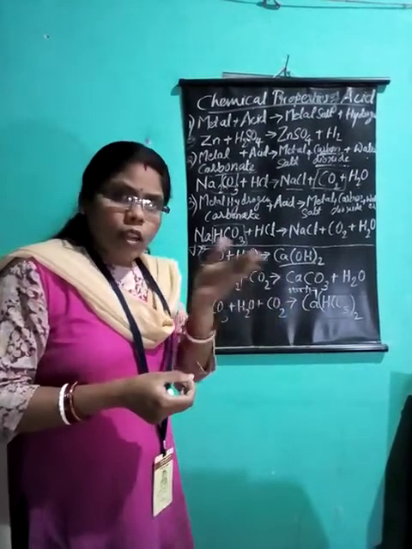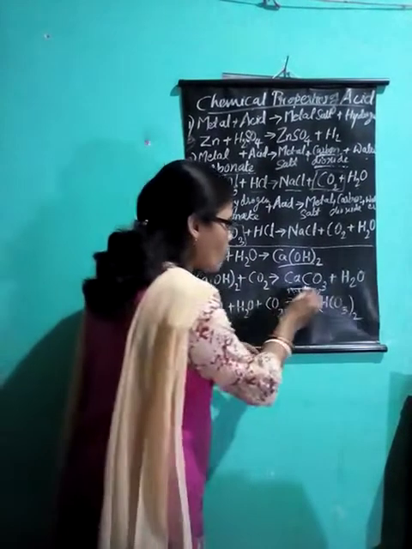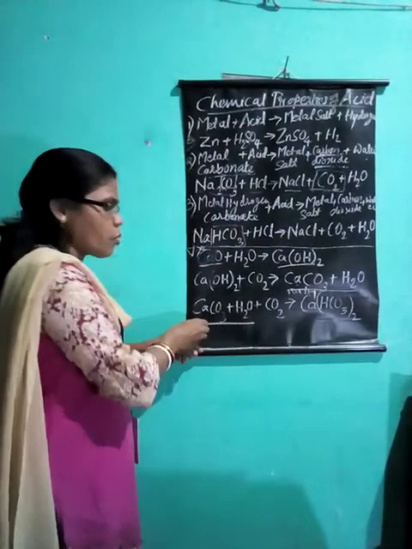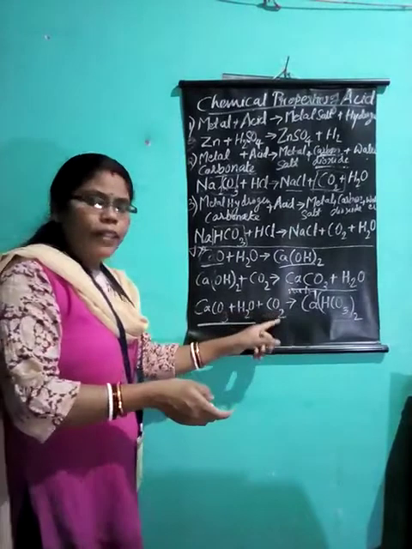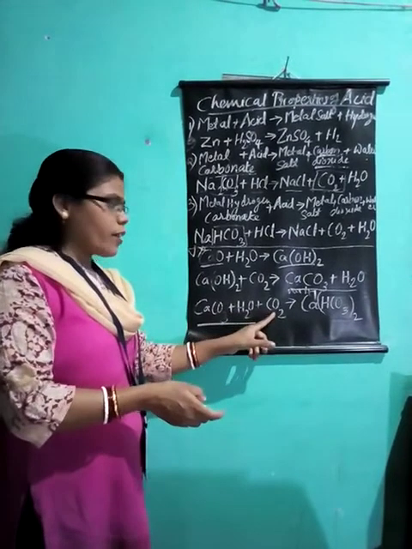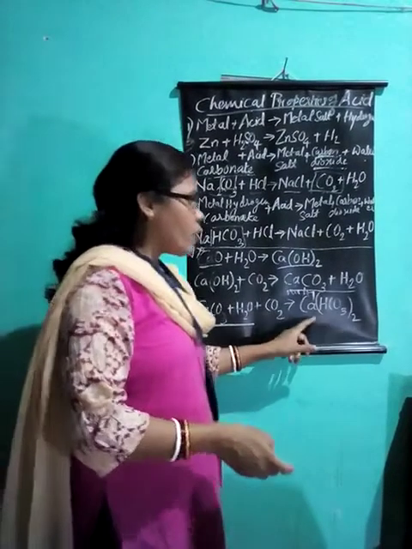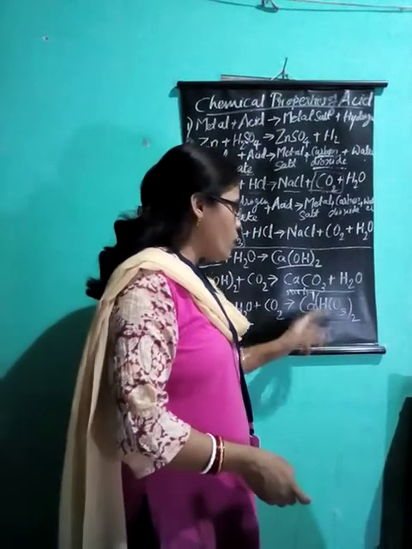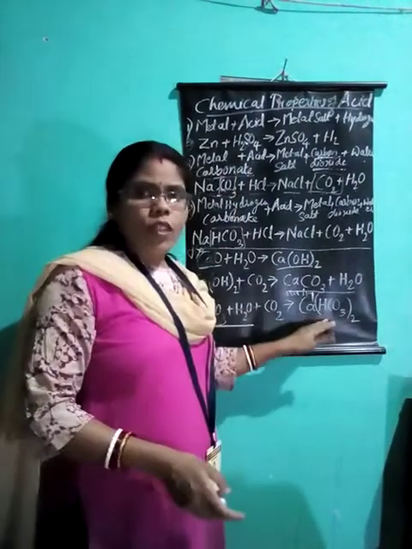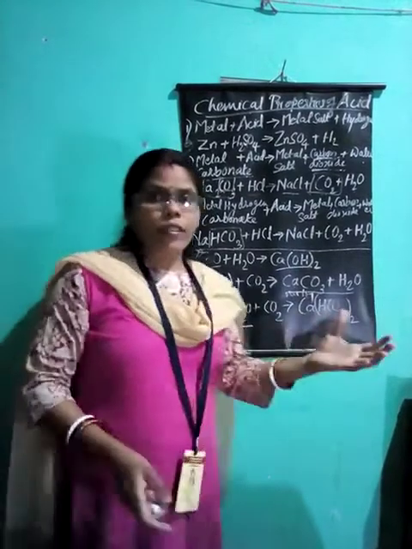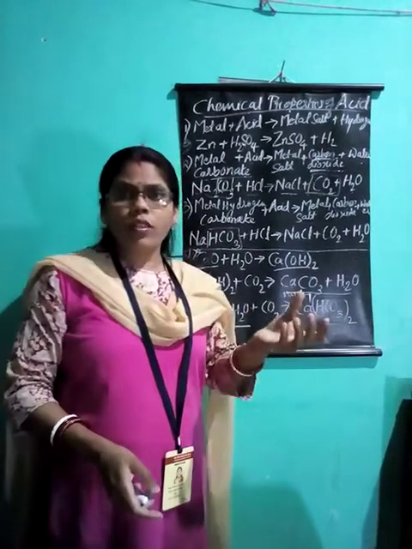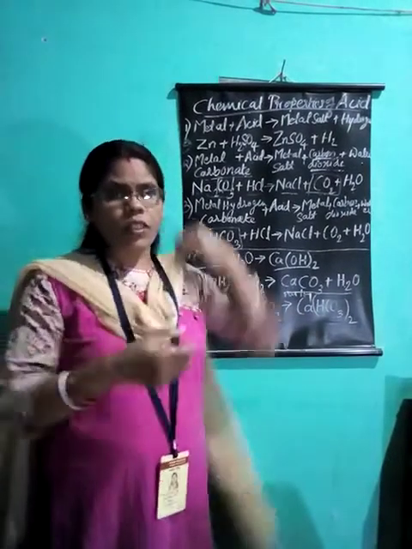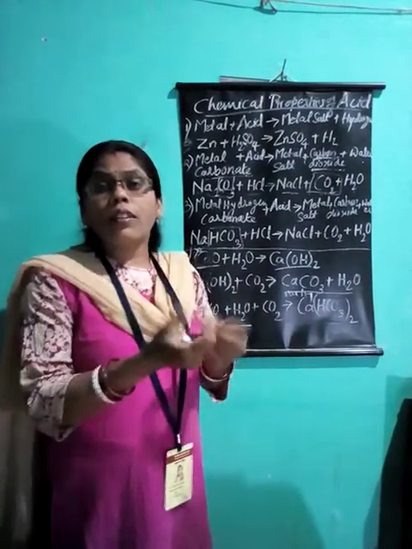So, again a reaction has taken place. What was our product there? Calcium carbonate plus water. We have taken that calcium carbonate plus water. In that what did we do? We added carbon dioxide. So what is obtained? Calcium bicarbonate is obtained. That is calcium hydrogen carbonate, Ca(HCO3)2. This is the new product which is obtained, and hence it is soluble in water. It is colorless, and hence that milky color disappears.